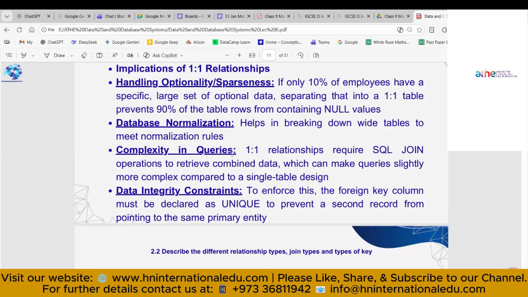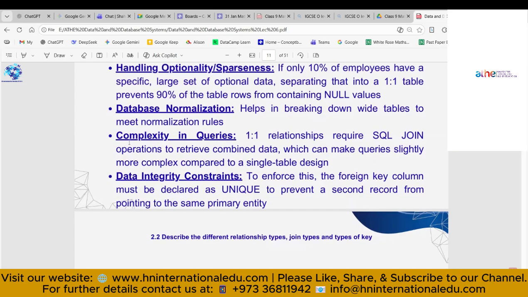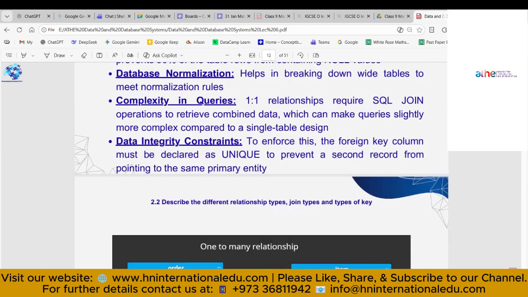And next is complexity in query. So one-to-one relationships require SQL joins. It's a type of join basically where we join two tables based on the rows, on the records. And so these operations retrieve combined data from both of the tables, which can make queries slightly more complex compared to a single table design. Meaning that if you were to retrieve data from a single table, you would be able to do it easily. But in the case of multiple tables, if you were to retrieve data, you would have to use any one of the join types in the SQL language. So that can have very complex queries and it can be complex to handle as well.